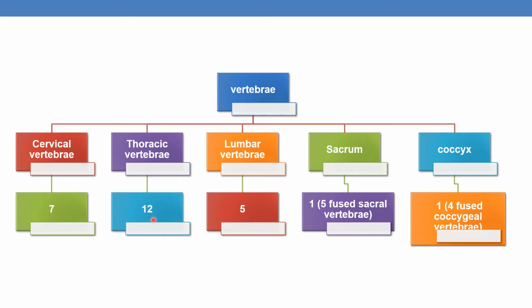So in total, 7 plus 12 plus 5 plus 2: 7 cervical vertebrae, 12 thoracic vertebrae, 5 lumbar vertebrae, 1 sacrum and 1 coccyx.